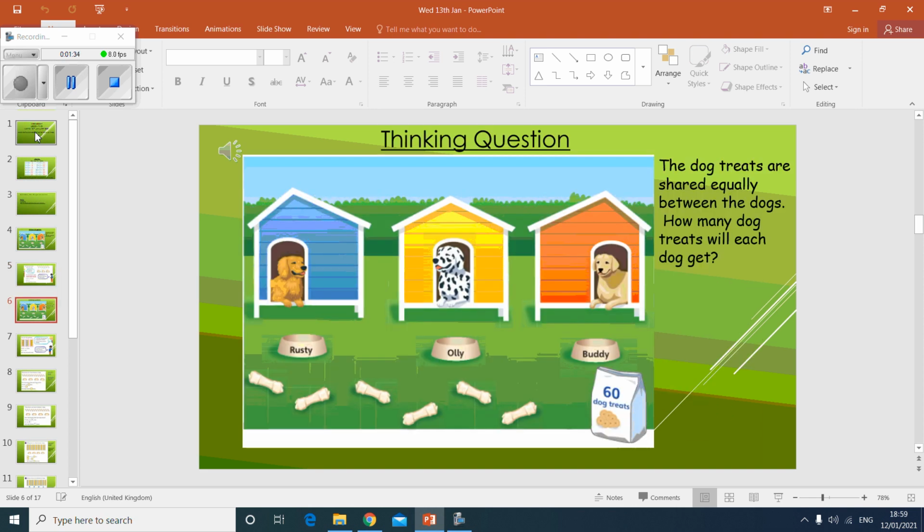Another thinking question. It's the same image, but this time we're looking at the dog treats. The dog treats are shared equally between the dogs. How many dog treats will each dog get? So once again, we've got 3 dogs. 60 treats shared by 3 dogs. Pause the video while you have a think about it.